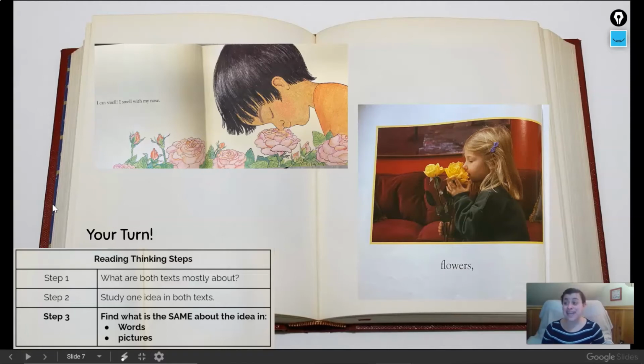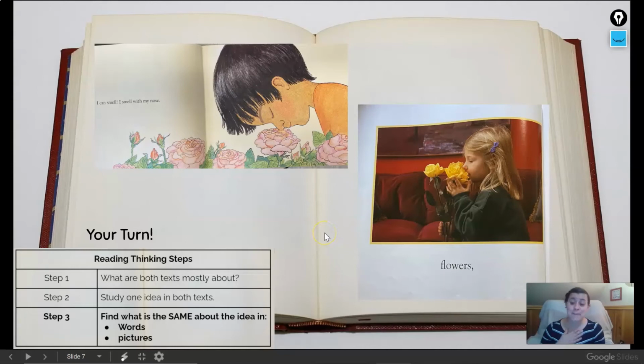You probably said that you see a boy smelling a pink flower and a girl smelling a yellow flower. That also tells me that in both pictures, I see the objects of flowers, and that's how they're the same. I notice the boy has his nose up to the flower, and so does the girl.